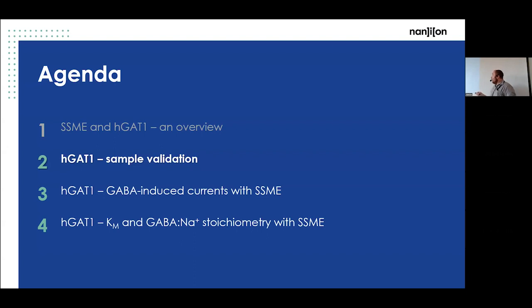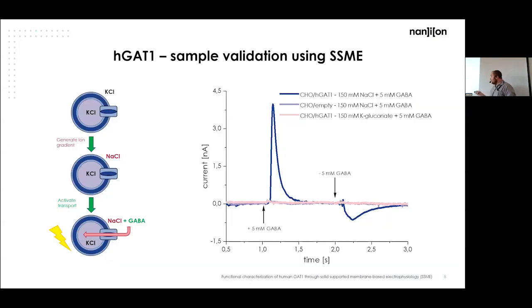Okay, so moving on to the sample validation. Here what I just did is I had my vesicles, CHO vesicles overexpressing human GAT1, filled with potassium chloride. Then I perfuse with sodium chloride, so I generate the sodium gradient without activating transport. And then in the end, I perfuse with a solution containing the same amount of sodium chloride plus oversaturating GABA. So now I am activating the transport.